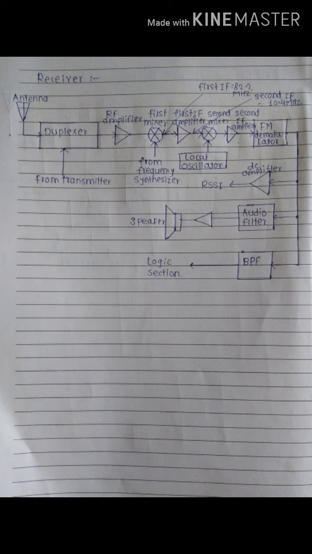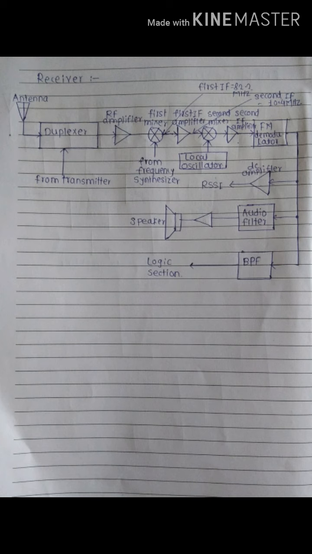Next point is the receiver. The receiver unit of a mobile is a dual conversion superheterodyne operating in the frequency range 870 to 899.98 MHz. The signal is received at the duplexer, which connects it to the receiver side of our cell phone.